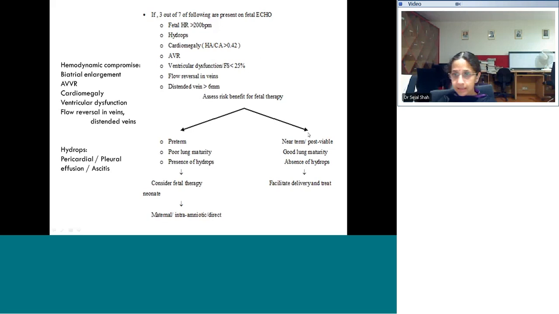If the mother is near term, the best option would be to deliver after ensuring the lung maturity. But if it is significantly preterm, the lungs are not matured, and you have hydrops, then it's better to consider maternal treatment or fetal treatment.